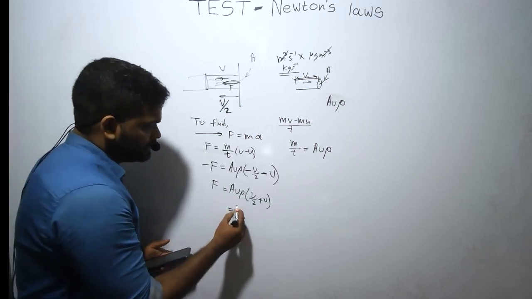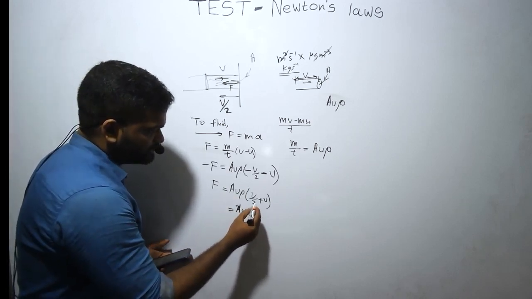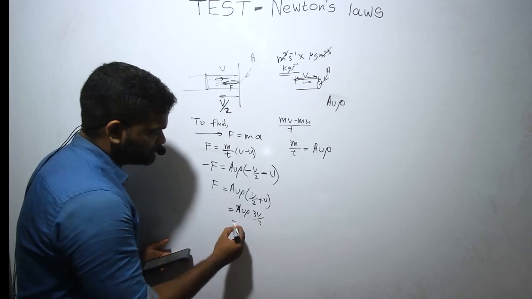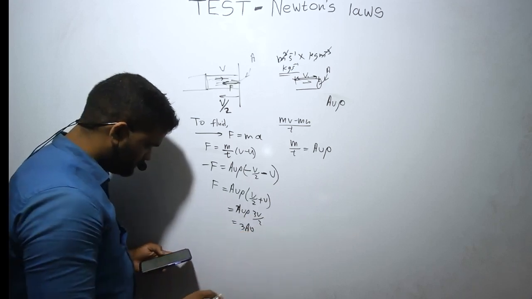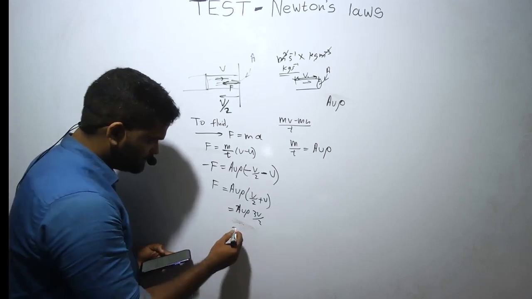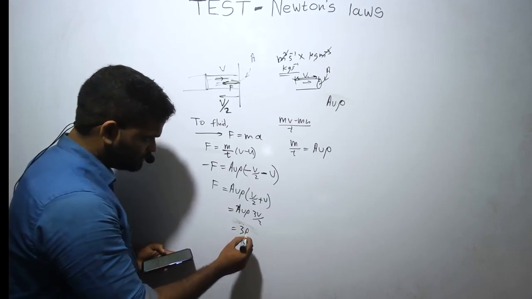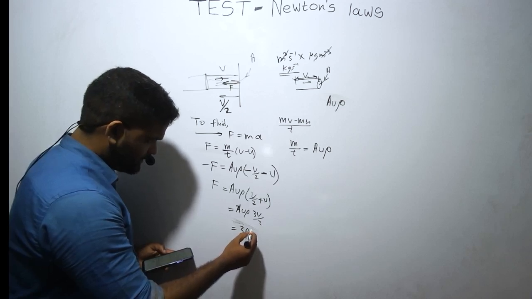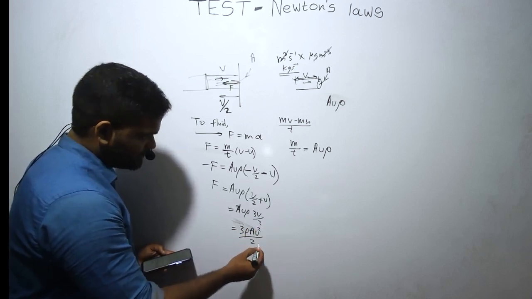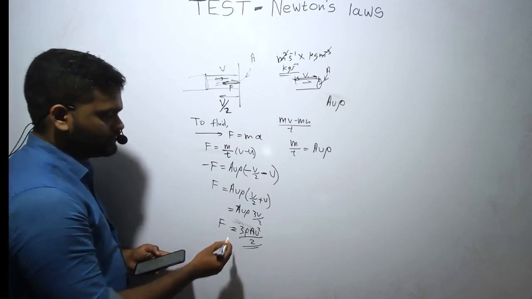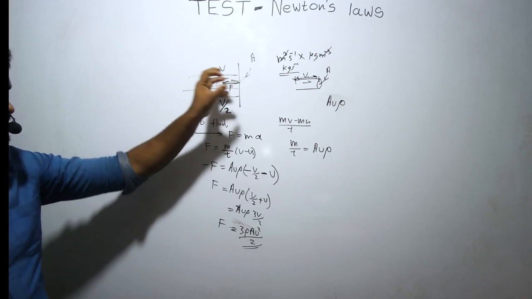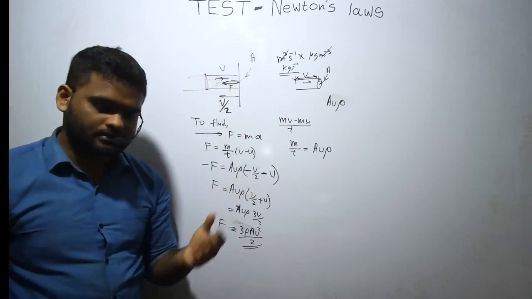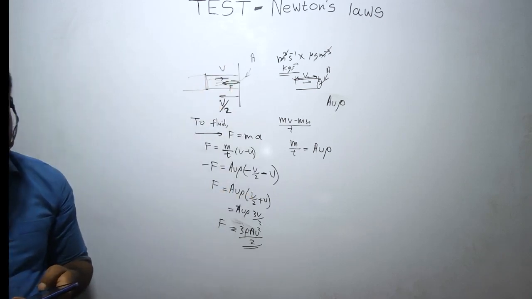Okay. So AV rho, this is 3V divided by 2. So it should be 3 A rho V squared divided by 2. So this is the force exerted by this water jet, or the fluid jet, being incident on the wall. The answer is the third one.